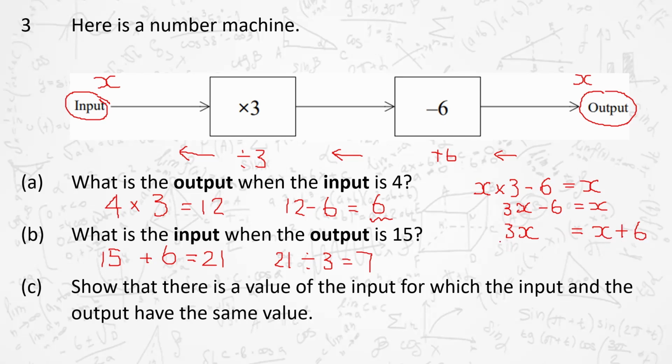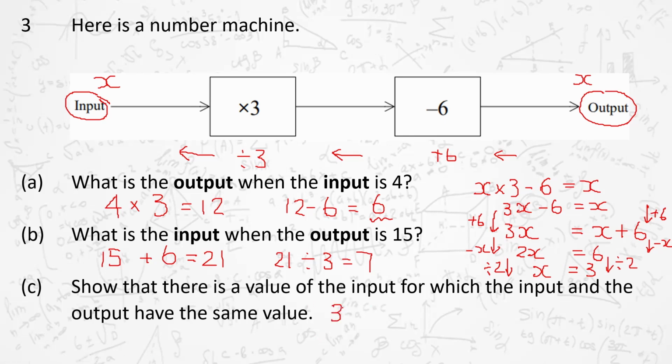Now I'm gonna move the x. So from this step, I add 6 both sides. The next step, I'm gonna minus x both sides. 3x minus x is 2x. Right hand side, x cancel out, I'm left with 6. So x equals 3. Last step is divide by 2, both sides. So my answer will be 3.